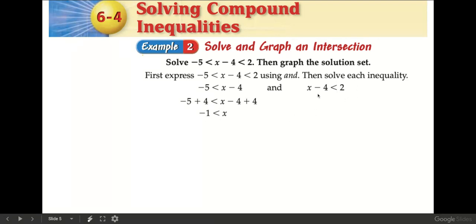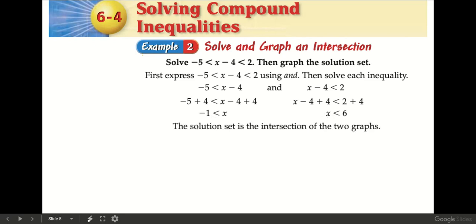And I also have to solve this one. So again, adding 4 to both sides. This zeroes out, leaves me with just an x, and on this side, 2 plus 4 is 6. So I get x is less than 6. So x has to be greater than -1, and x has to be less than 6.